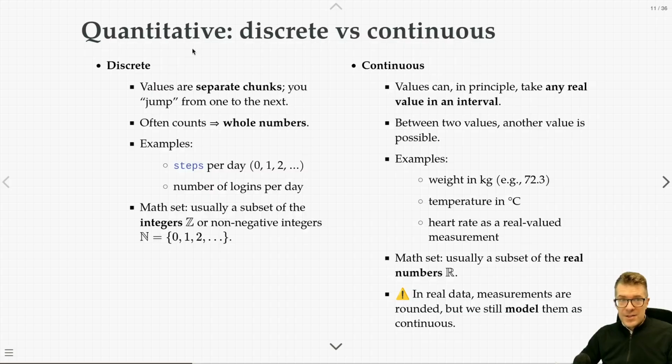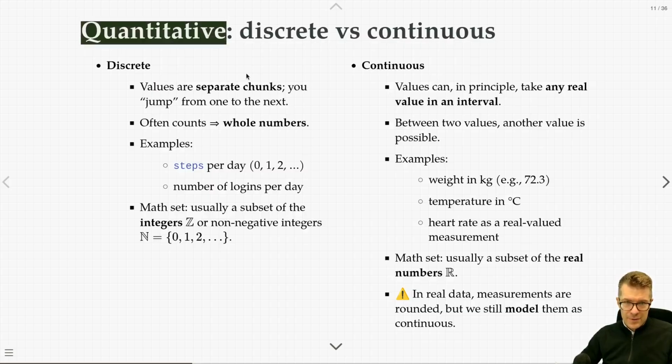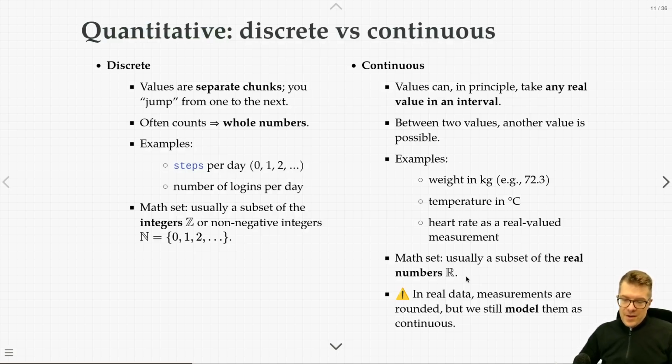And then finally, continuous, another type of quantitative data. So these are values that can, in principle, take on any real value in an interval. So between any 2 values, no matter how specific you are and how close those values are together, another value is still going to be possible with extra specificity. Examples of continuous data include weight in kilograms, like 72.3 kilograms, temperature in Celsius, the heart rate as a real valued measurement, and so on. So mathematically, this is like the real numbers, fancy R. This could also be the complex numbers if you care to work in the complex plane, but that's another story.